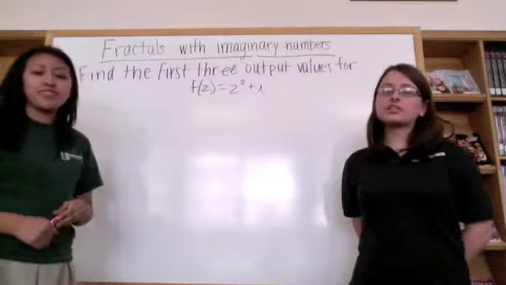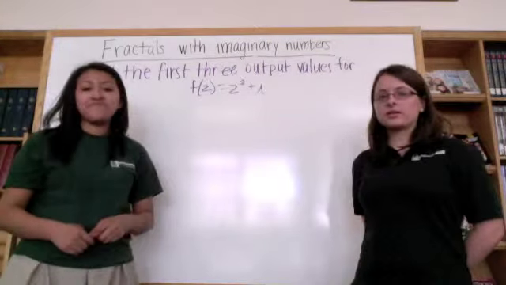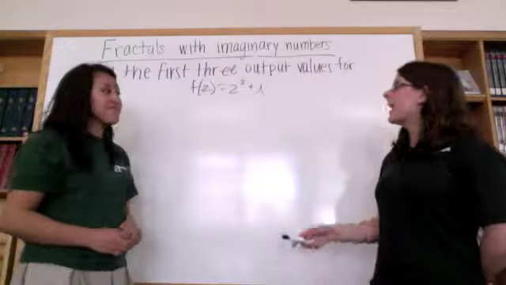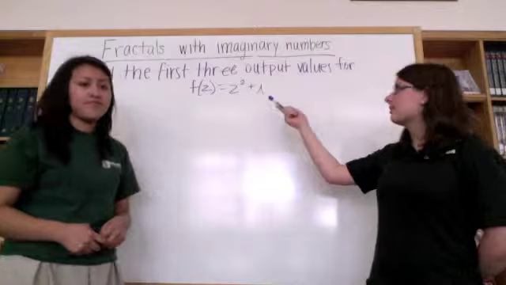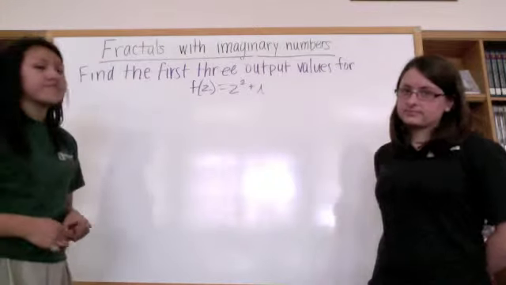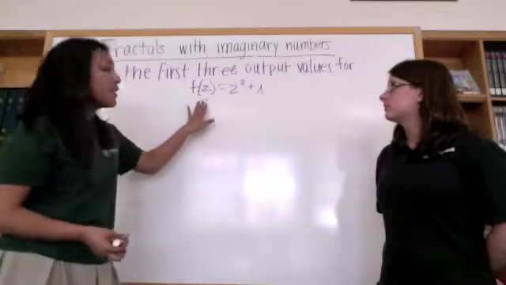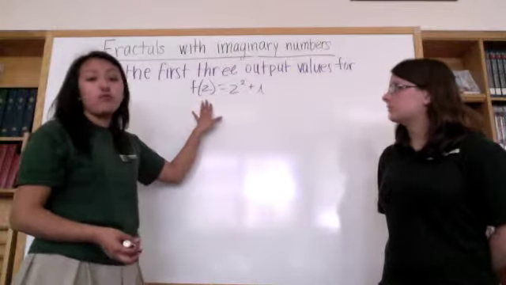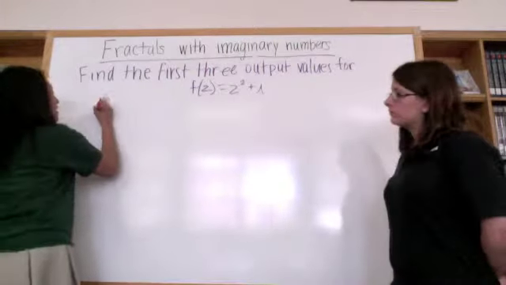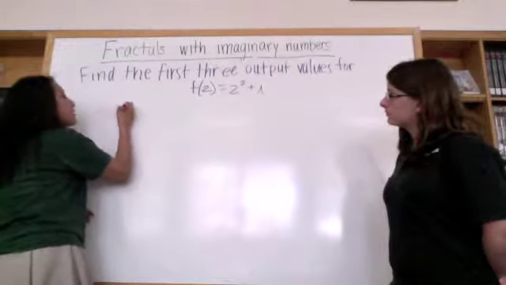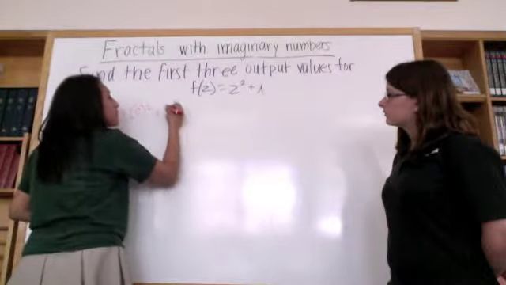Now, fractal equations could potentially be never-ending. You can just go on and on solving one equation. So when it asks you to find the first three output values, you only need to find the first three output values. So, our first input value is 0. So, we plug in 0 wherever we find the variable z. Our first equation will look like f of 0 is equal to 0 squared plus i.